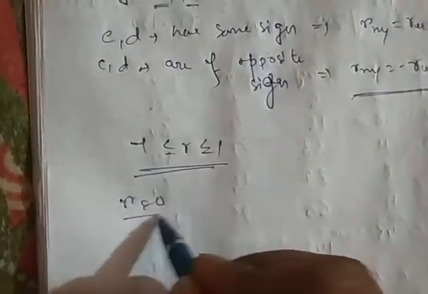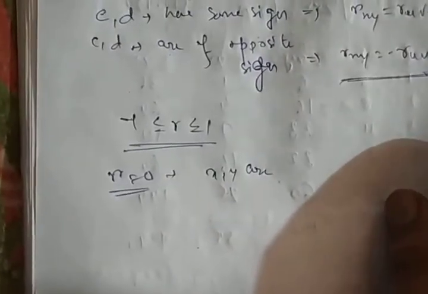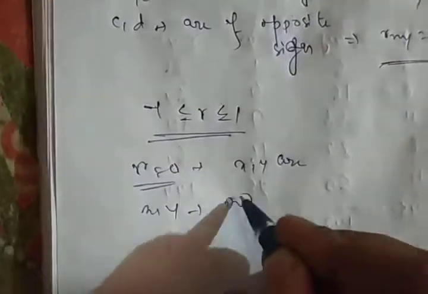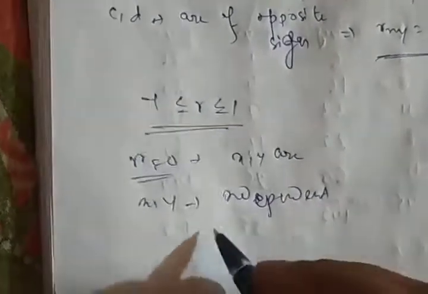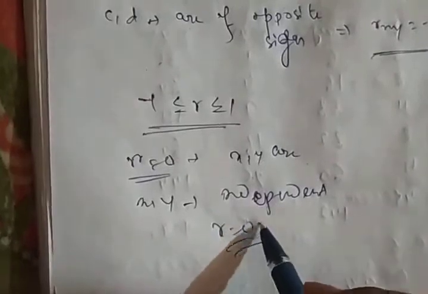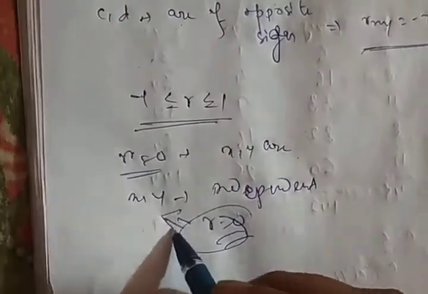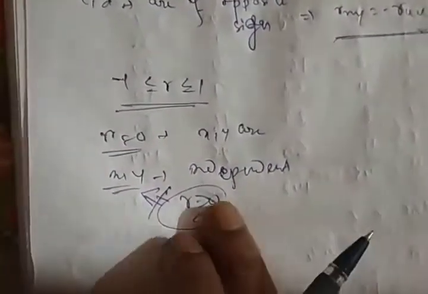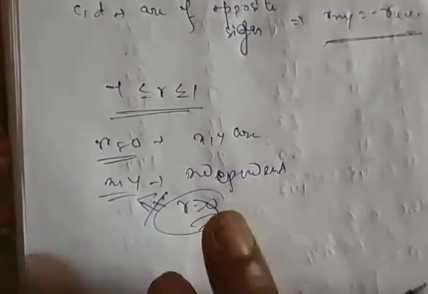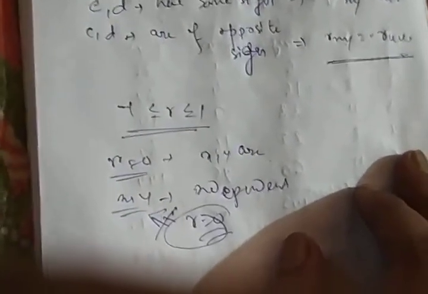Fourth property: if r equals 0, then we call x and y uncorrelated. Also, if x and y are independent, then r equals 0. But r equals 0 does not mean that x and y are independent. If x and y are independent, then r equals 0, but r equals 0 does not represent that x and y are independent. So these are the properties of the correlation coefficient.